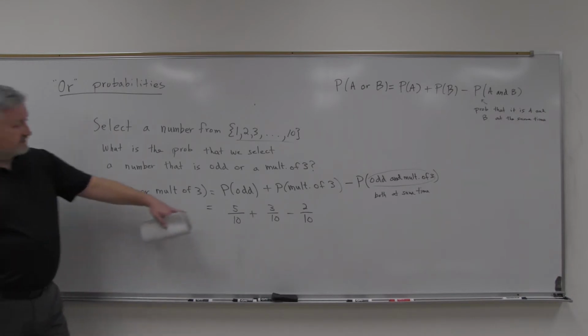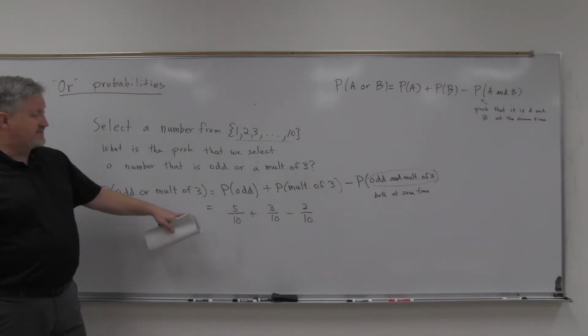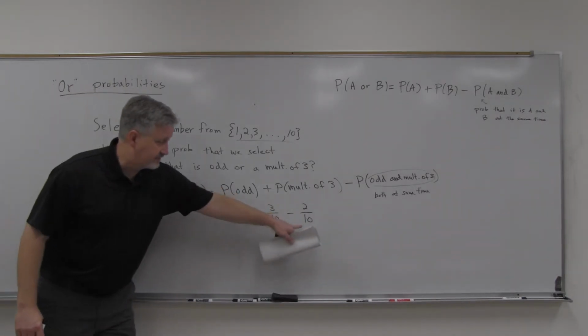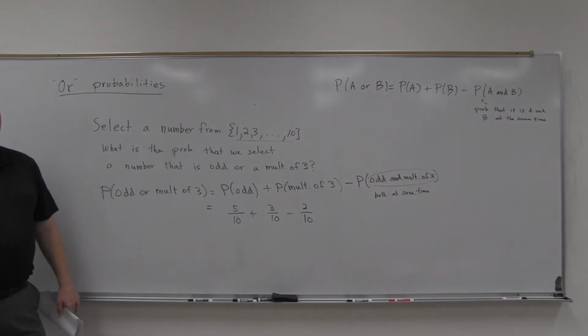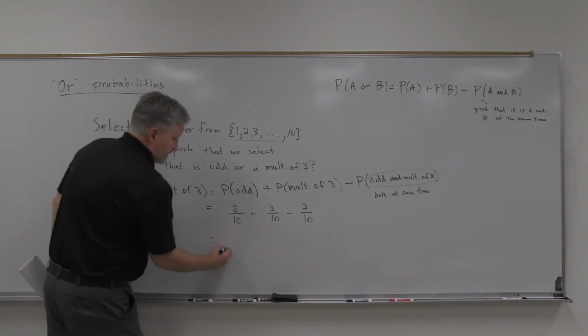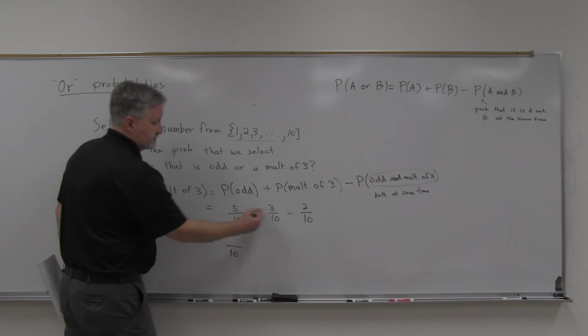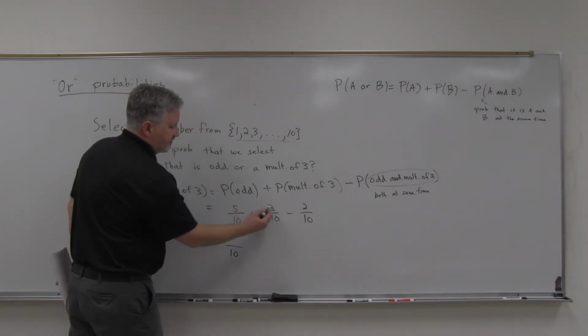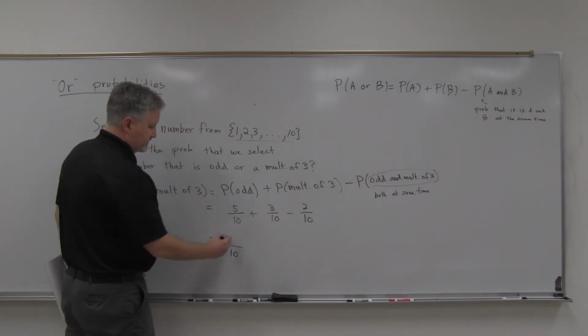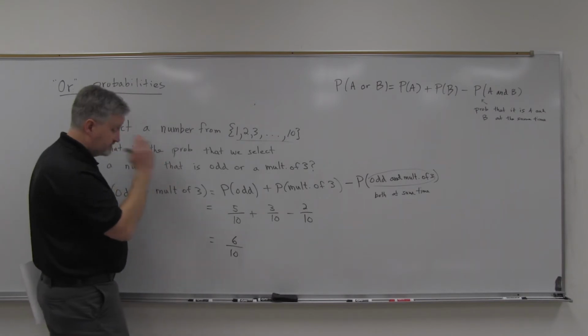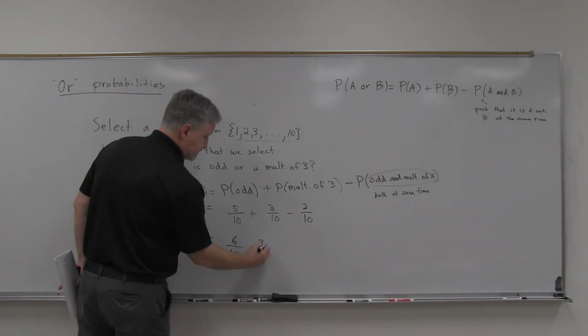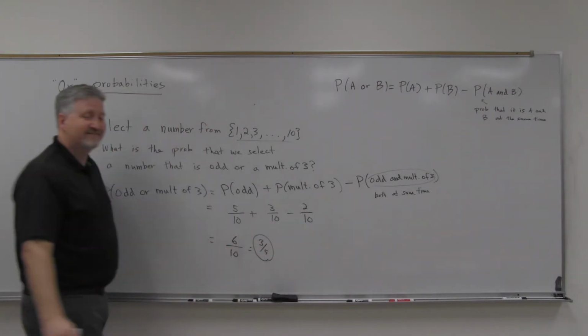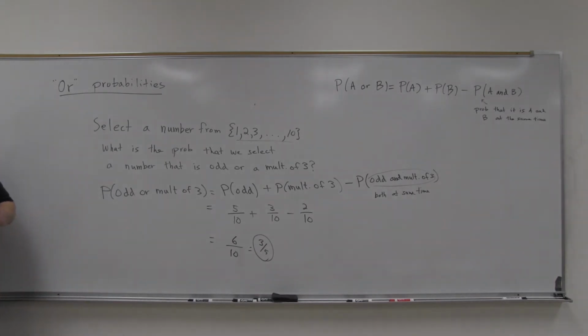And like I said, it works out better here if you don't reduce these, because they'll have the same common denominator, and since we're adding and subtracting, you just do 5 plus 3 minus 2, which gives you 6. 6 out of 10, which you can now reduce to 3 fifths or 0.6. Okay? All right.